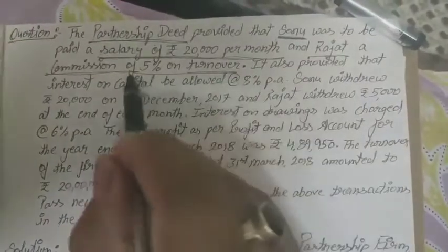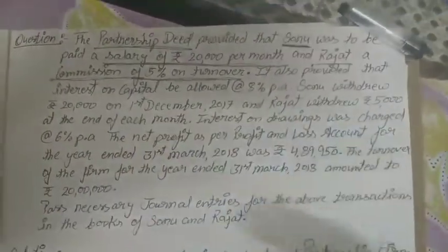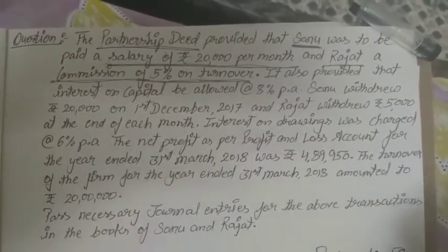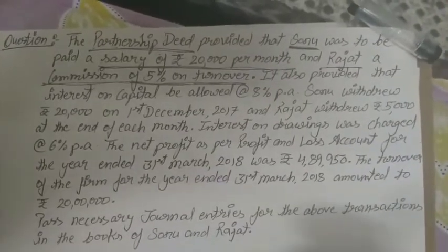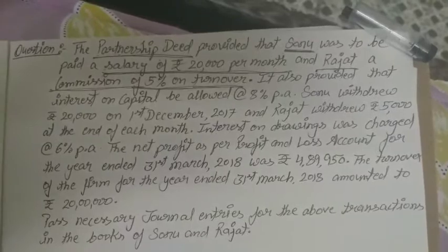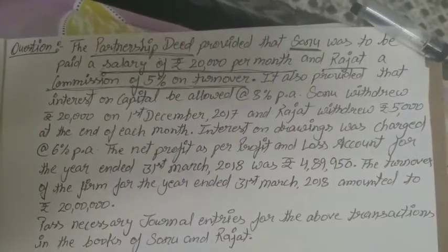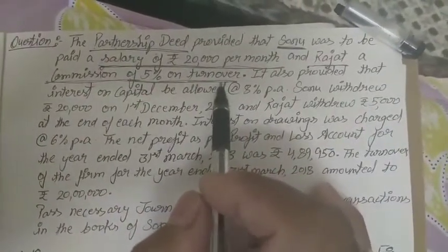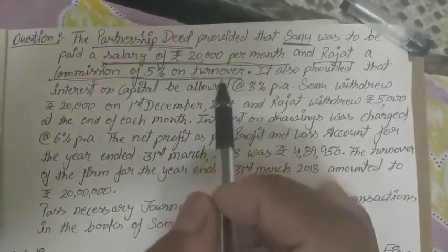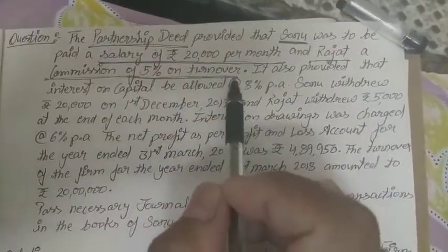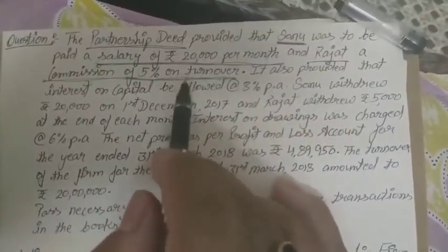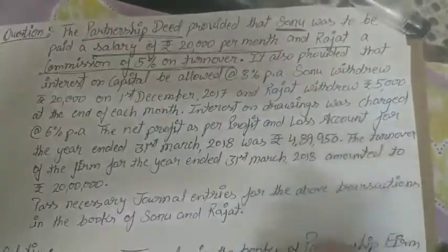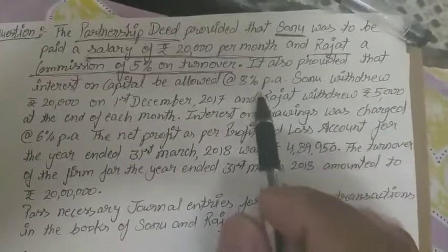We have to confirm what turnover is. Turnover means total sales during the year, what they have sold during the year as output. The other name of turnover is total sales. So in this question we have to confirm the total sales also. Rajat is getting a commission of 5% on turnover only. Turnover may be given at the end of the question.